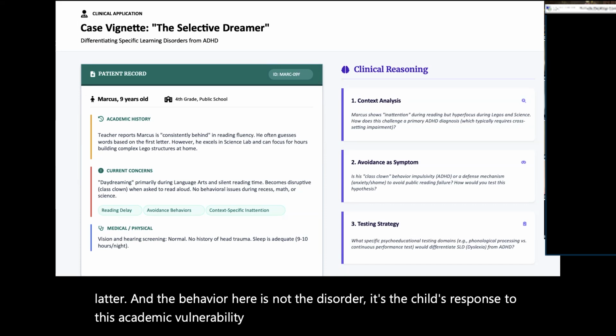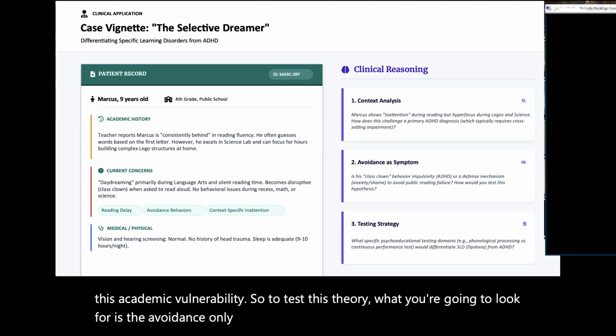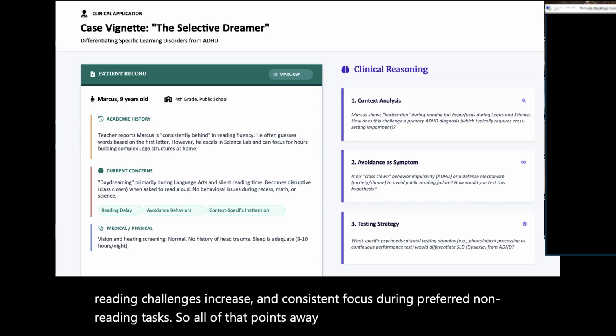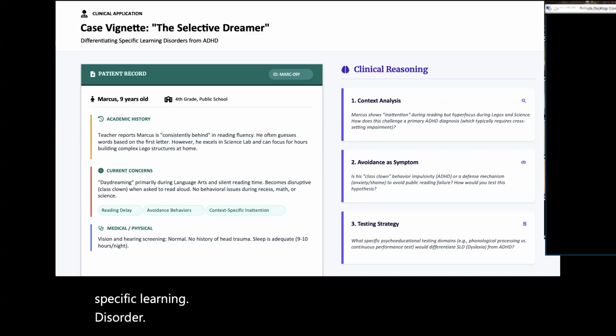So, to test this theory, what you're going to look for is: is the avoidance only during literacy tasks? Emotional response when reading challenges increase, and consistent focus during preferred non-reading tasks. So, all of that points away from ADHD and points towards a specific learning disorder. So what do you order? What do you do? How are you going to help?